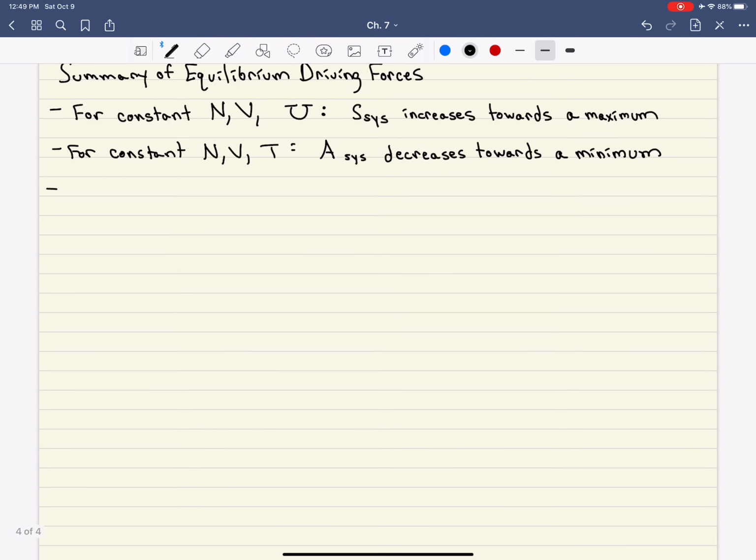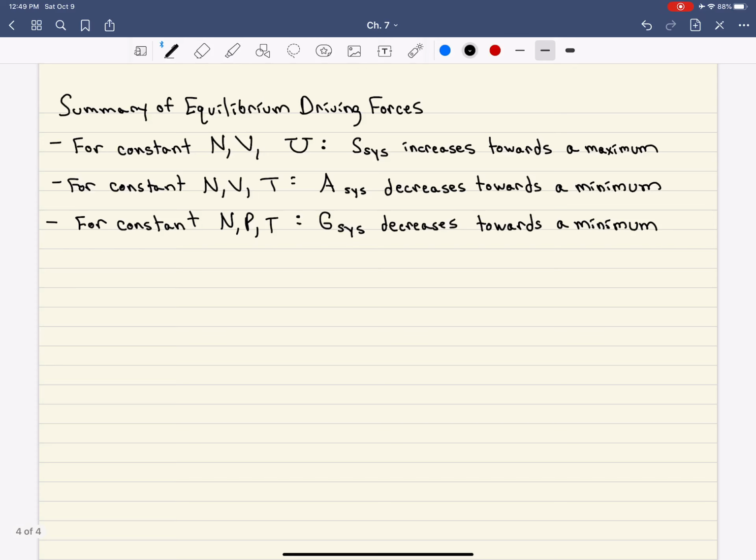And then for a constant NPT system, we find it's the Gibbs energy that reaches a minimum. And that's when the system would be at equilibrium, when the properties would then just stay put. Okay? And so mathematically, we showed all these things.